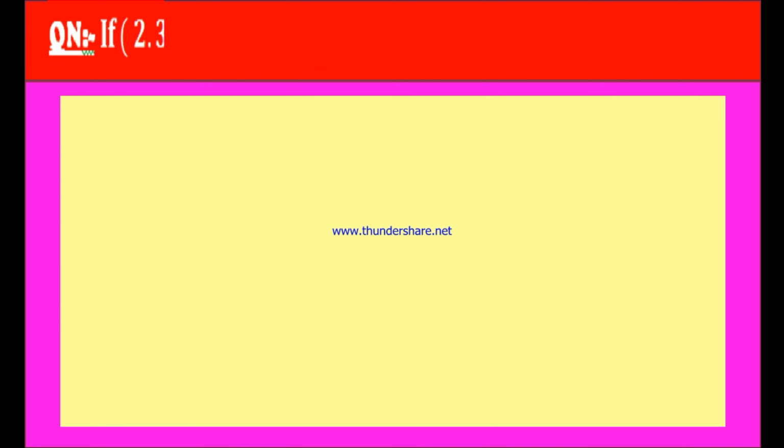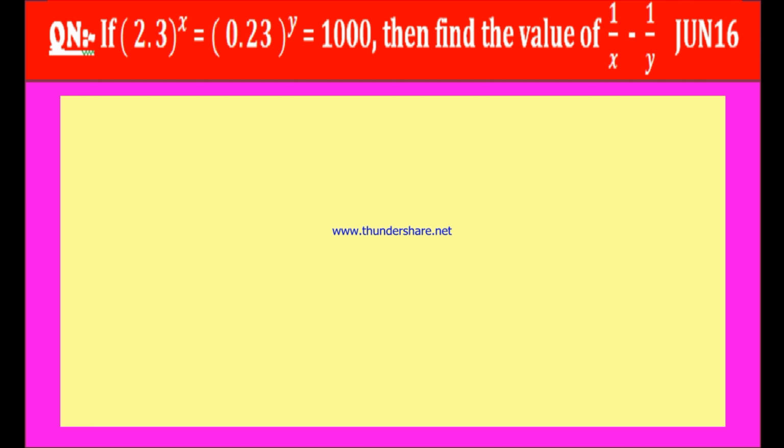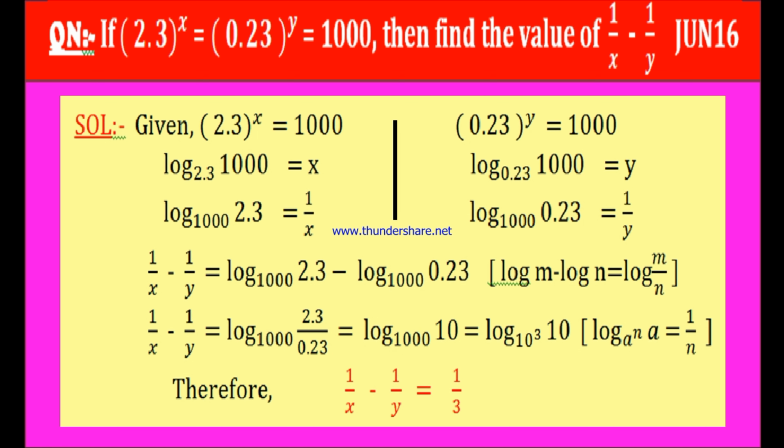Now another question. If 2.3 whole power x is equal to 0.23 whole power y is equal to 1000, then find the value of 1 by x minus 1 by y. I shall repeat. If 2.3 whole power x is equal to 0.23 whole power y is equal to 1000, then find the value of 1 by x minus 1 by y. This question appeared in June 2016. Yes, students, look at this solution.